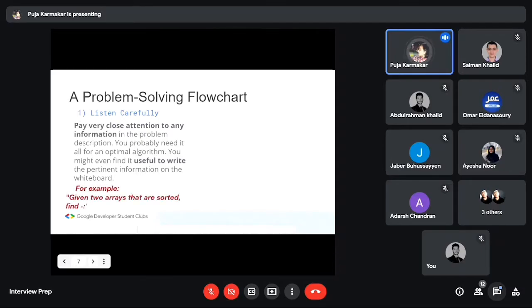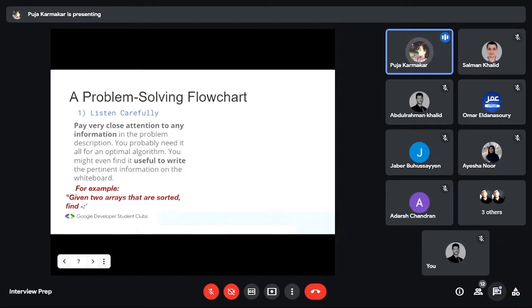This could be a very small example. The example is you are given two arrays that are sorted, and then find, say, an x value, a y value. If you notice, this is a very small example, and here they have mentioned sorted. So what do you think could be the unique information in this whole example? The unique information could be that the data is sorted here. The data here is sorted.